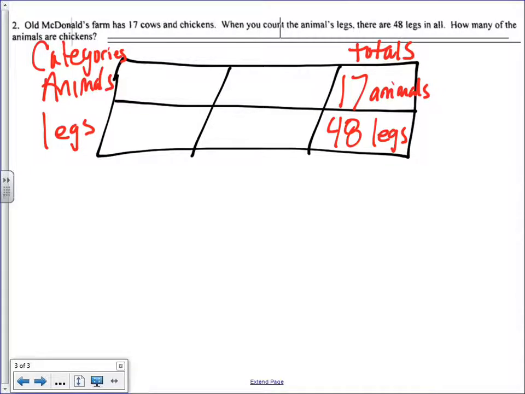And then the two different types of things we have. Again, it talks about it. What do we have? Cows and chickens. So we'll put cows and chickens. All right, so how many animals are cows? Do we know? Nope, we don't know that yet. So let's put X. How many animals are chickens? We don't know that. Let's put Y. So X plus Y equals 17.